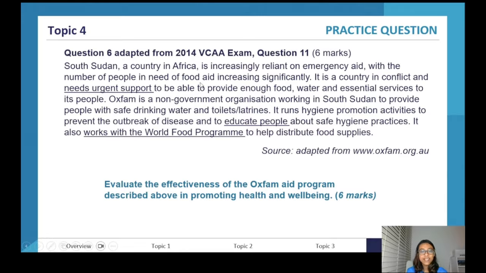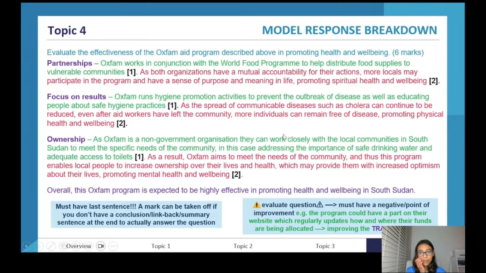But if not, then you were able to read through the practice question and maybe have a think about what you would include in your response when you're evaluating the effectiveness of the Oxfam Aid program in promoting health and well-being. So health and well-being, our dimensions, that's what we need to link to. And here is our practice response. Here's our model response. So I'll let you have a read of that in your own time as well.